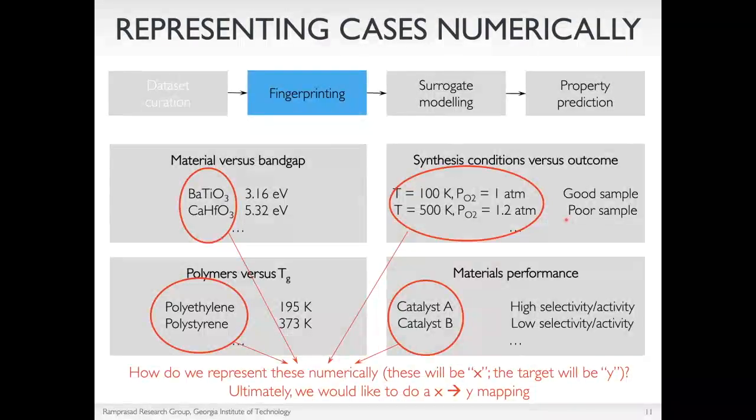Catalyst A could be platinum nanoparticles of a certain size on a silica substrate. Catalyst B could be rhodium nanoparticles of a different size on an alumina substrate, etc. How are we going to convert them to numbers? That's the question. Because we need them to be numbers, since we want to map the X vector to the Y vector using some algorithm. That's the ultimate goal.